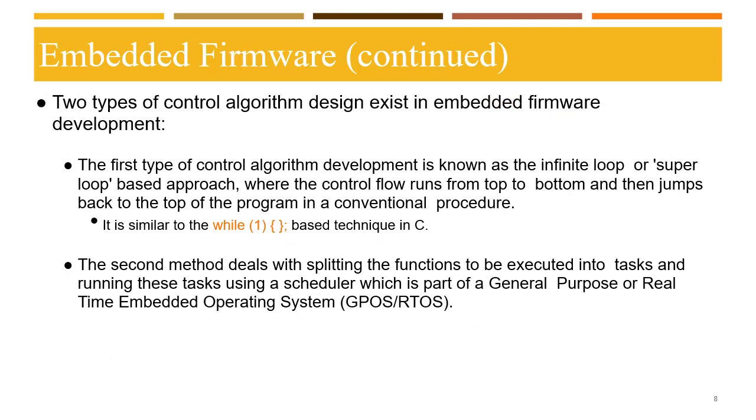There are two types of control algorithm design in embedded firmware development. The first method is known as the infinite loop or super loop, where the control flow runs from top to bottom and then jumps back to the start of the program in a conventional procedure. It is similar to writing a while loop in C. The second method deals with splitting the functions to be executed into tasks and running these tasks using a scheduler. This is a part of general purpose or real-time embedded systems.